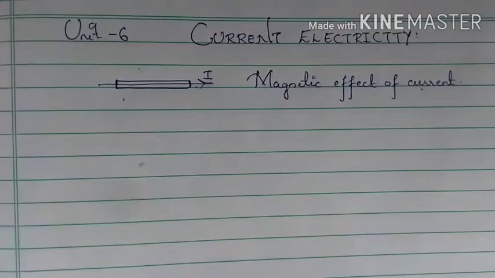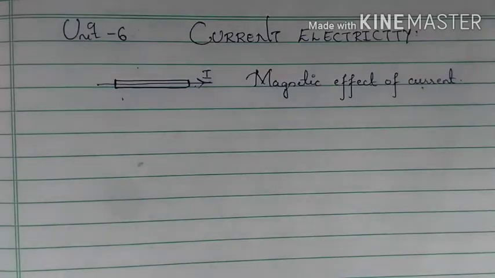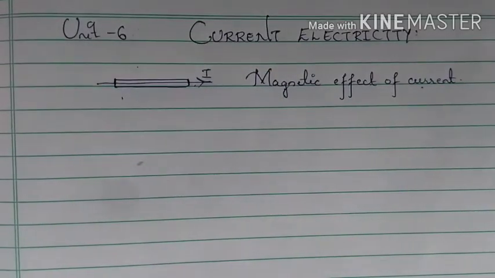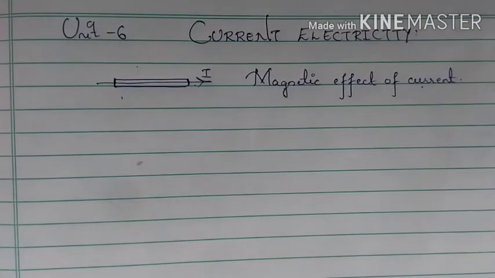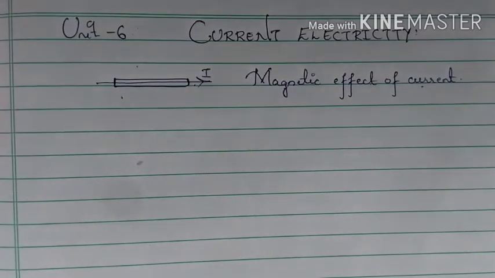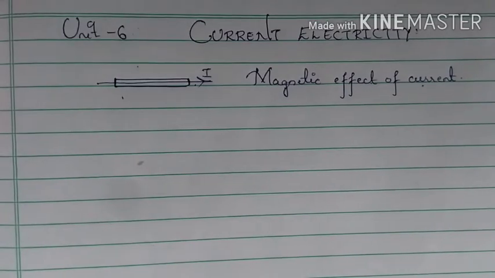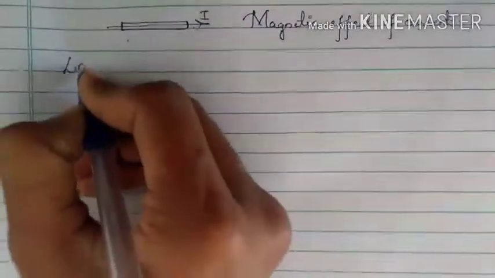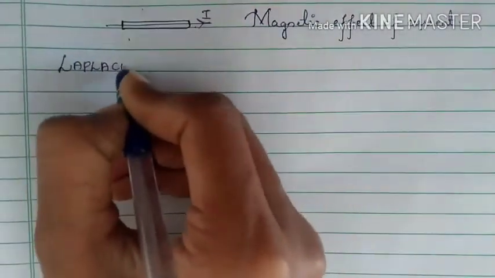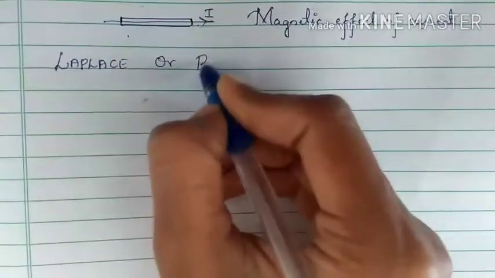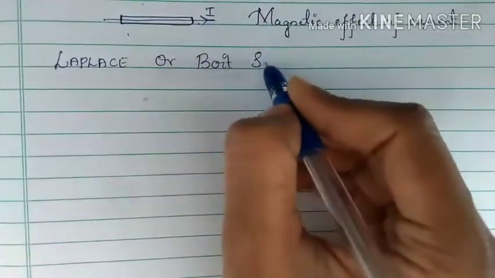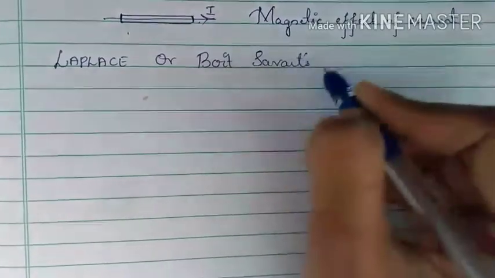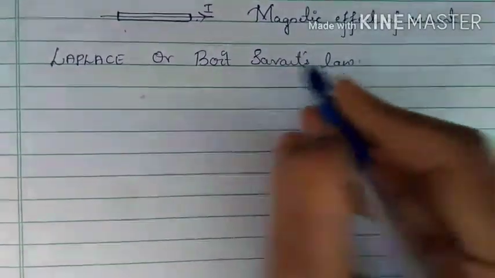To know the direction of the current, you might have learned a few rules. The first one is Ampere's swimming rule, right hand rule, left hand rule. All this you might have learned in your previous lecture. Now in this class, let us go for the Laplace or Biot-Savart law or rule.